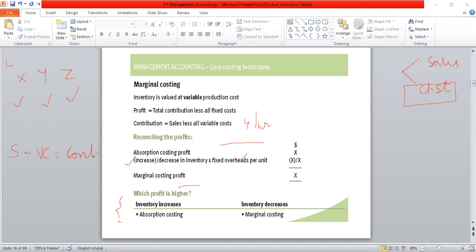And then from the contribution, when fixed cost is deducted, that resultant figure is called the profit. The point here, what we are discussing is, when the closing stock is calculated, at that time only the variable manufacturing costs are charged to the ending inventory. So will it be more value or less value charged to ending inventory under marginal costing? Will they be charging more amount or less amount to closing stock?